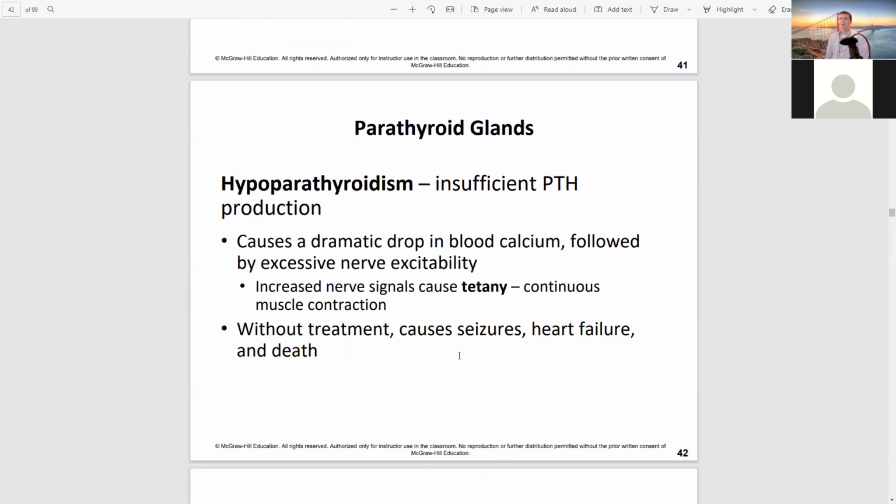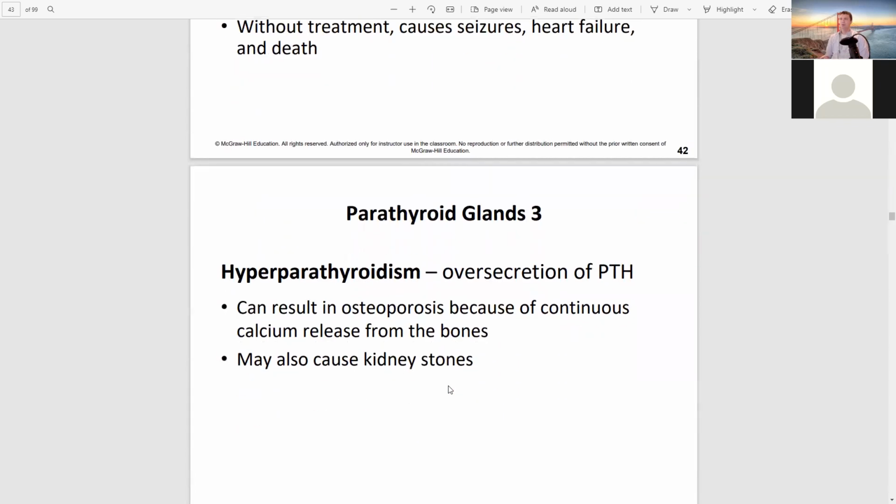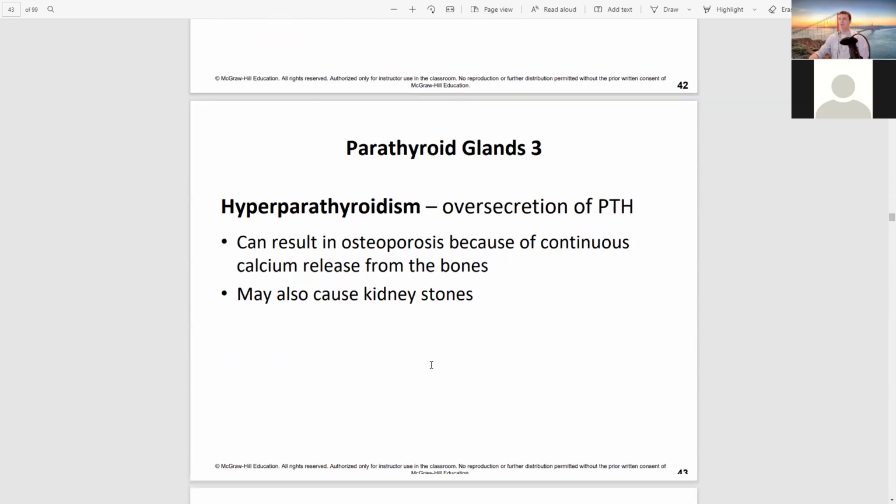So hypoparathyroidism is insufficient PTH production, which causes a dramatic drop in blood calcium, followed by excessive nerve excitability. Increased nerve signals cause tetany, continuous muscle contraction. Without treatment, it causes seizures, heart failure, and death. Hyperparathyroidism is the oversecretion of PTH and can result in osteoporosis because of continuous calcium release from the bones, and may also cause kidney stones.